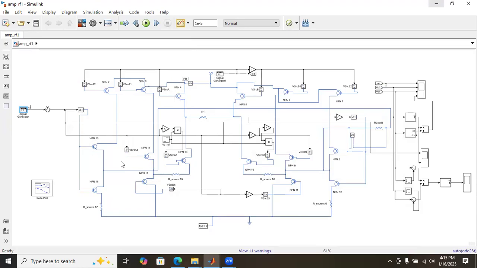AC voltage we have provided as input, and here it will be converted to DC. It is between this and this. It will be converted to DC, this and this. And we are providing cascaded transistors so that we can improve the gain value.